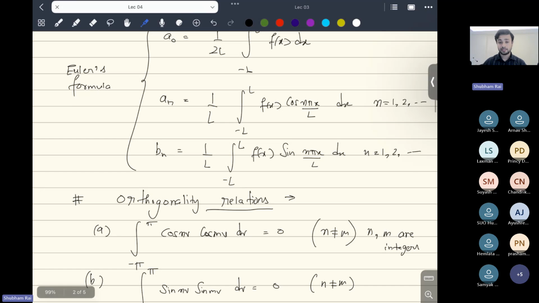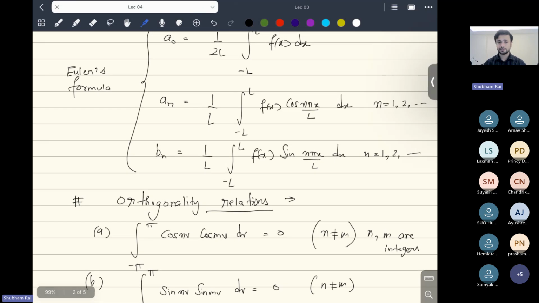Now, for bn, you can do the same thing. You just multiply the series with sine n pi x by L, and you will see that the first term will go to 0, and the second term will also go to 0 because it will be multiplication of cosine and sine, and the third term will be equal to L, as we have done, and then you will get bn is equal to 1 by L. This is for n is equal to m. For only one case, n is equal to m, that third term will be equal to L, and then you will get the expression of bn. Same way you have to do that.